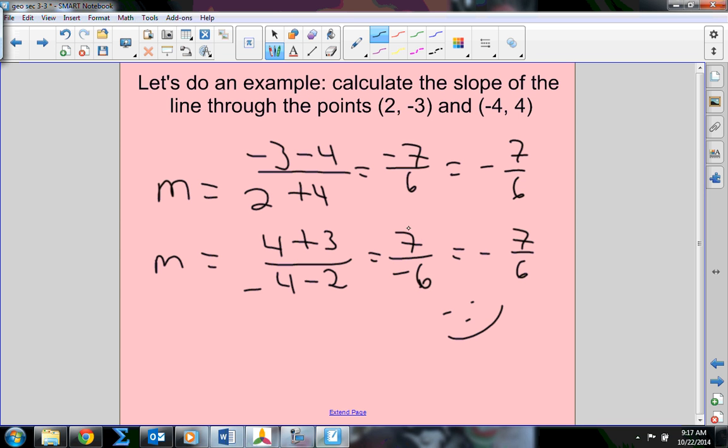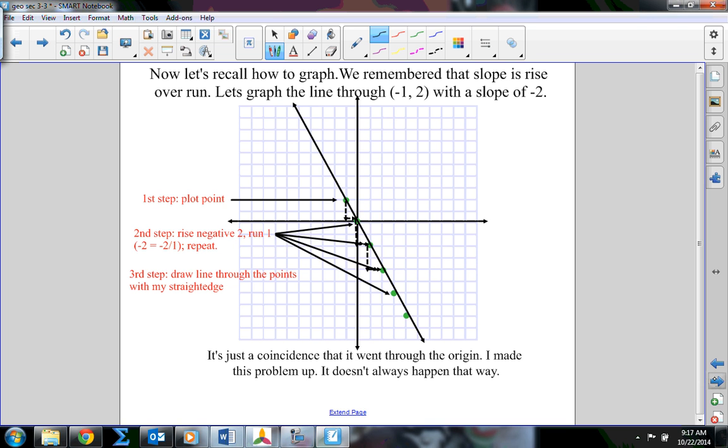And we probably would want to change this one to this, because it's bad manners to leave a negative sign in the denominator. I would take it off, but then I would do this instead. So, all right, you guys can all do that. Now you're going to have to do some graphing, and that means graph paper tonight. Let's recall how to do it. We remember that slope is rise over run, so let's graph the line through the point negative 1, 2, and it has a slope of negative 2.